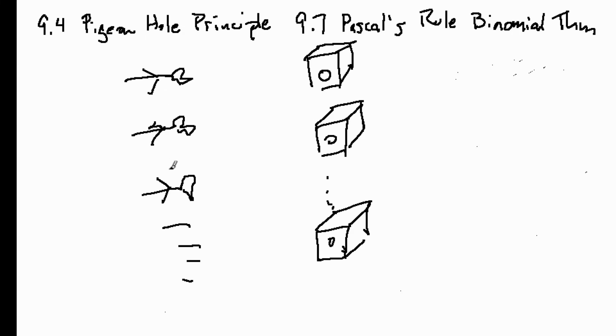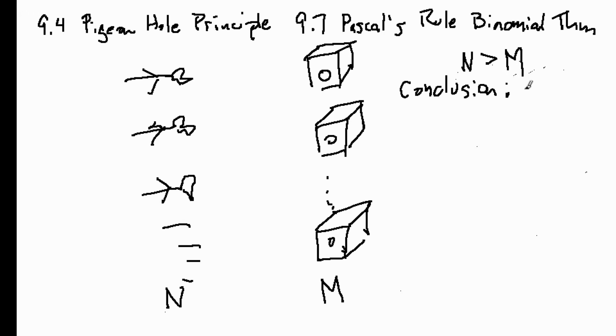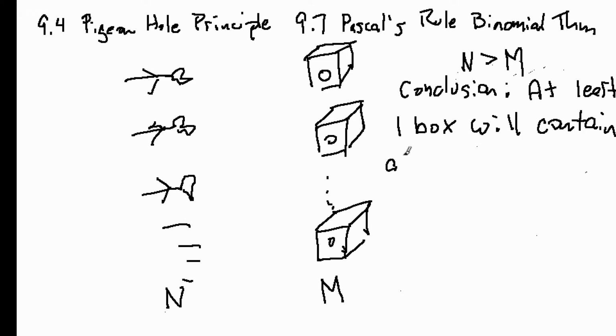So the assumption we'll make here is that there are more pigeons than there are pigeonholes. So let's assume that there are n of these, and let's assume that there are m of these, and let us assume that n is absolutely greater than m. And we want to assume that these birds are going to fly into these holes. So the conclusion is very simple. At least one box will contain at least two birds.